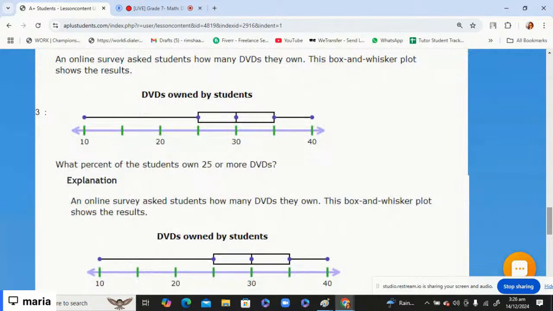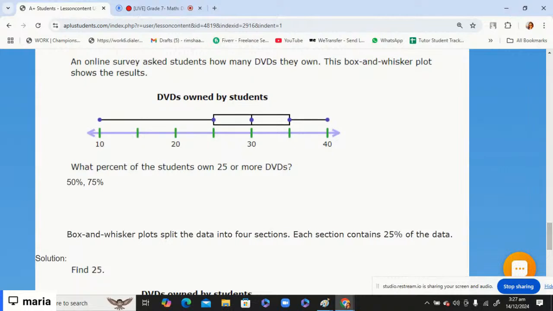An online survey asked the students how many DVDs they own. This box and whisker plot shows the result. What percent of the students own 25 or more DVDs? Okay, 25 or more. Each section is again divided. When we see this one, each section is 25% of the students. So this is 25, 25, and then 25. So the total answer is 25 plus 25, that is 50, plus 25, that is 75%.